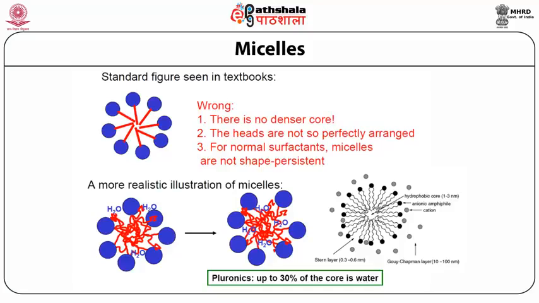If you take Pluronic micelles, which are non-ionic micelles, up to 30% of the core is actually water. However, ionic micelles do have a hydrophobic core, and you can also see a Stern layer, up to which point water molecules can penetrate. You also have the Gouy-Chapman layer, which extends between 10 and 100 nanometers, and in the Gouy-Chapman layer you can have your counterions, cationic or anionic, whichever case is applicable.